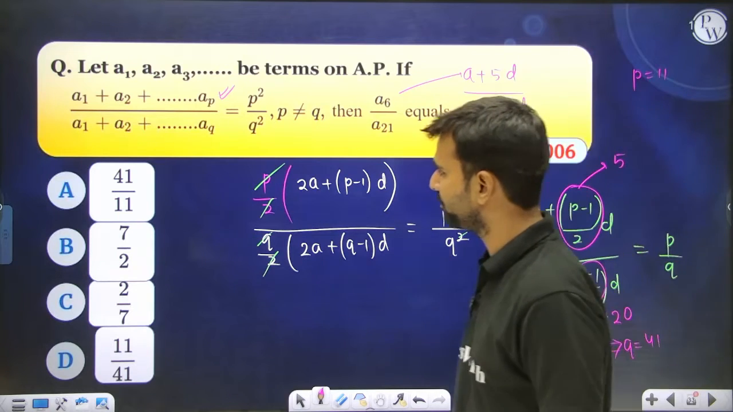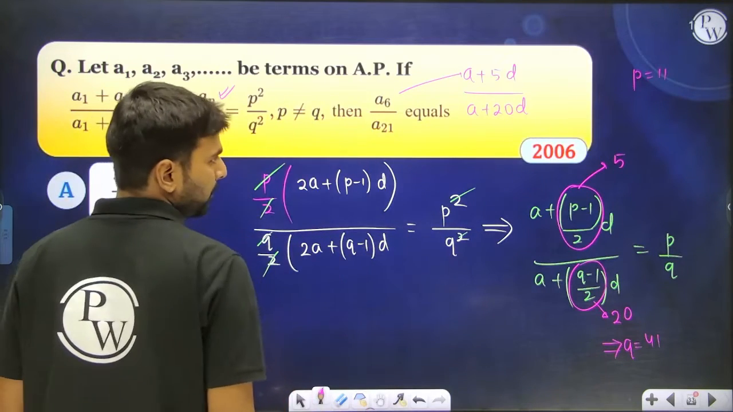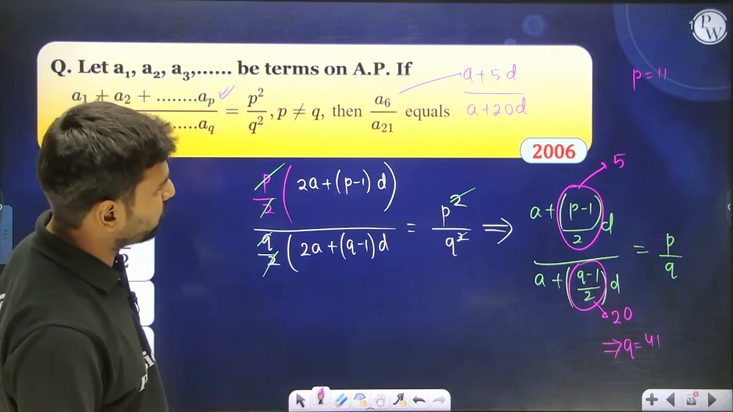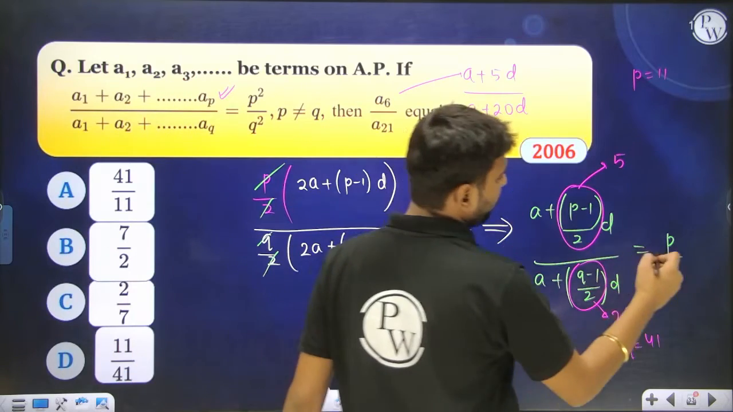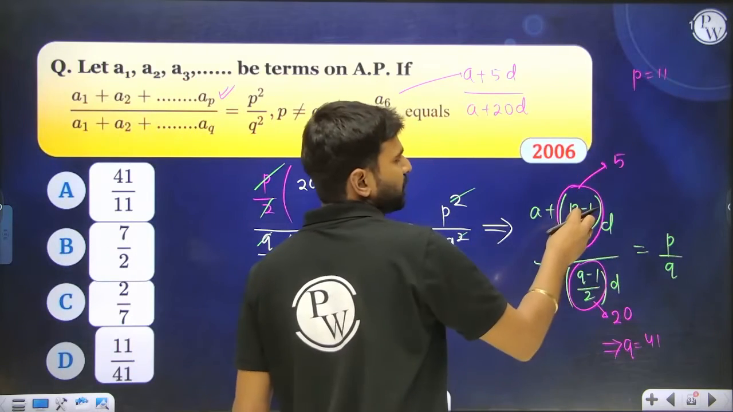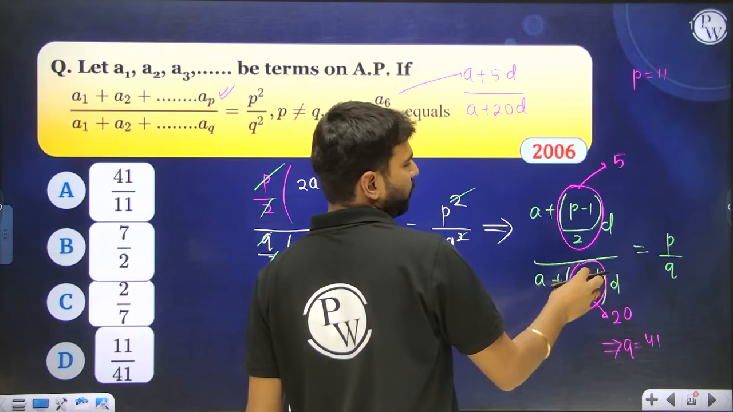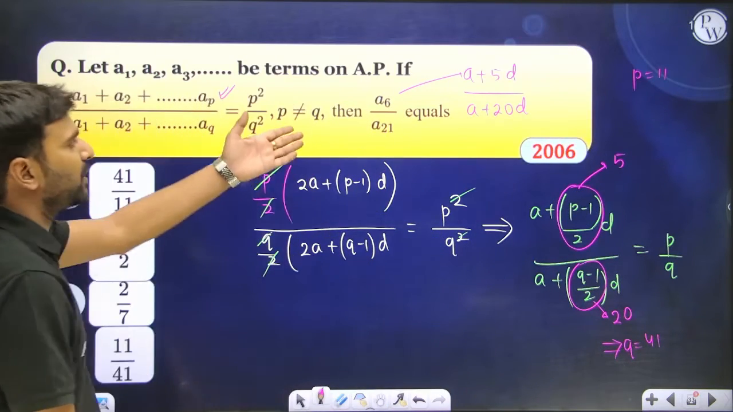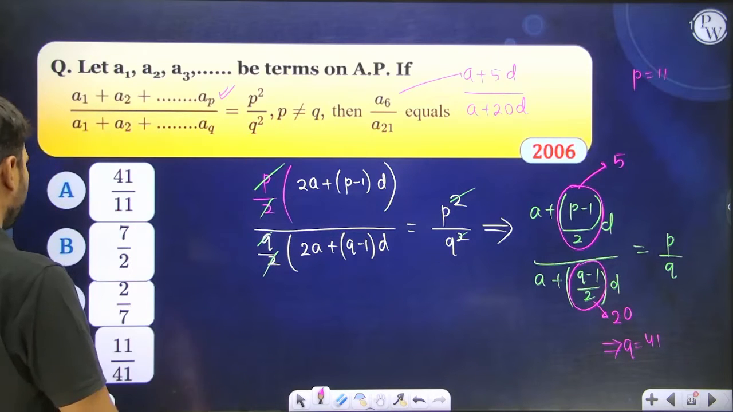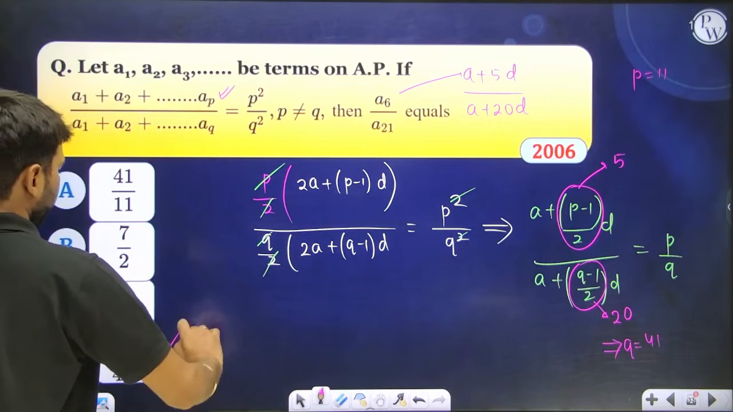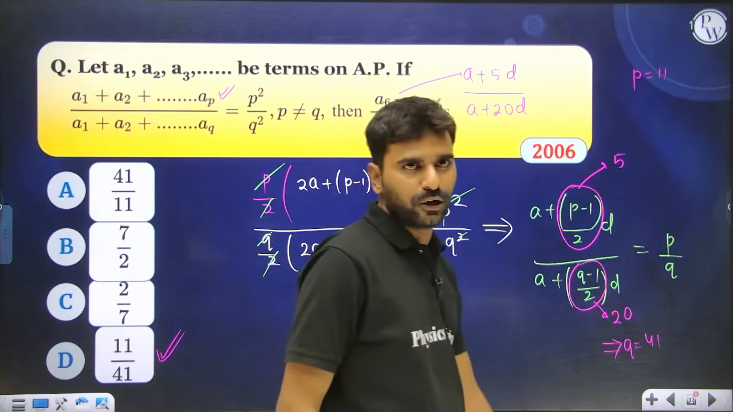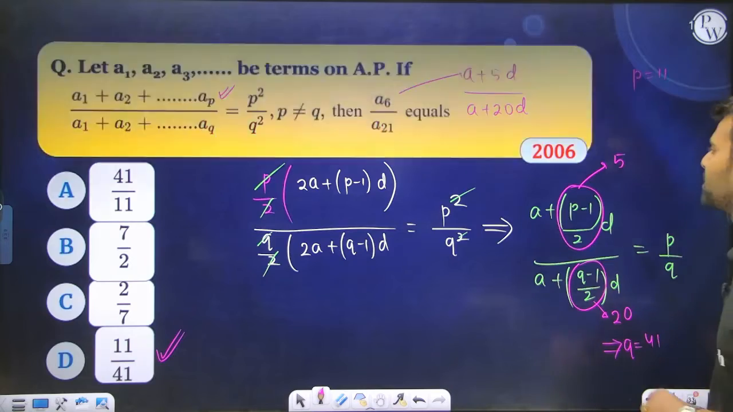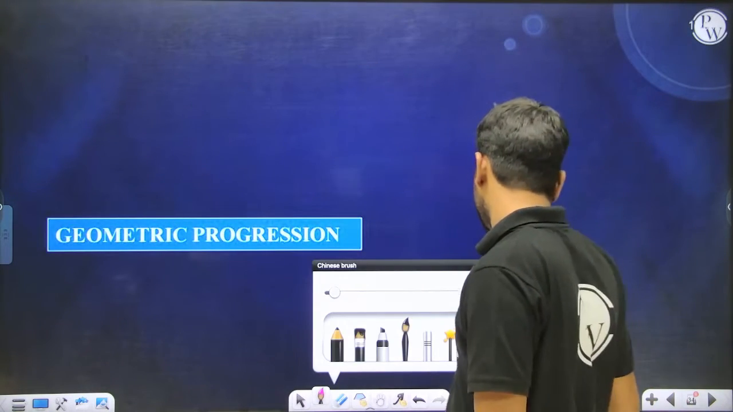So what is the answer? 5 by 41. No, sorry, 11 by 41, because p's value is 11, right? So the moment you put p equal to 11 over here and q equal to 41 over here, this expression will become a plus 5d divided by a plus 20d, and that is nothing but a6 over a21. So the answer is going to be 11 by 41. So the answer is going to be D for Delhi. This question you might have solved in class 10th as well. In R.D. Sharma this is also there, and this was a problem asked in 2006 IIT JEE as well.